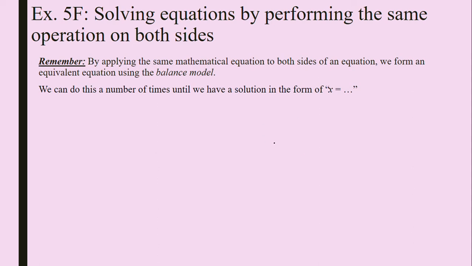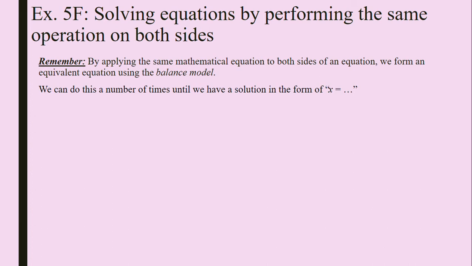Hey class, welcome back to Chapter 5, Linear Relationships. Today we're looking at Exercise 5F, solving equations by performing the same operation on both sides. Remember that when we apply the same mathematical operation to both sides of the equation, we form an equivalent equation using the balance model. We can do this a number of times until we have our solution in the form of x equals whatever it may be.